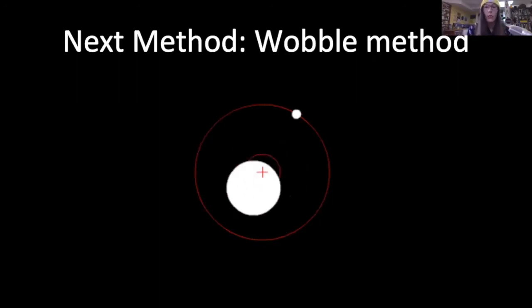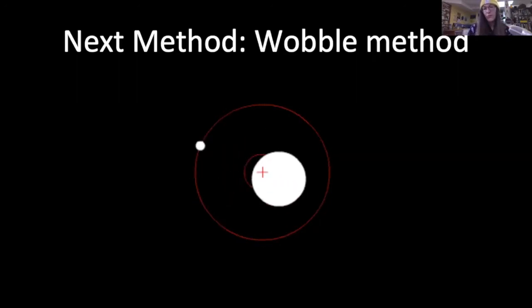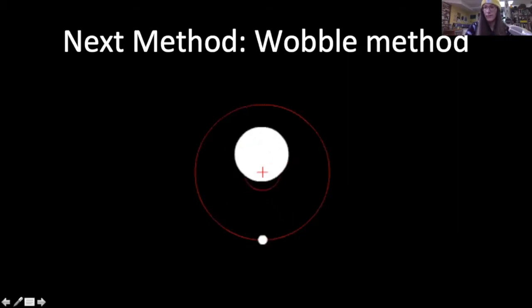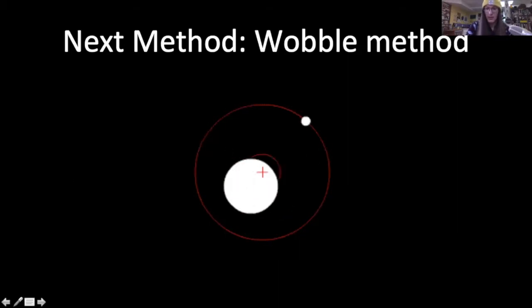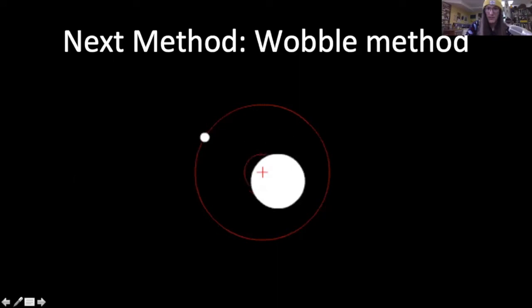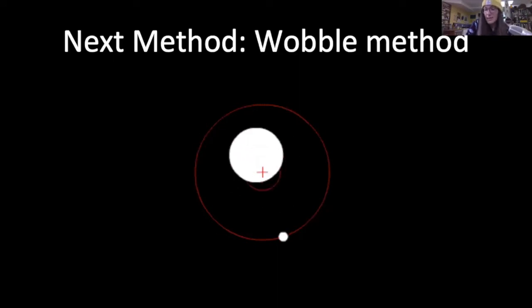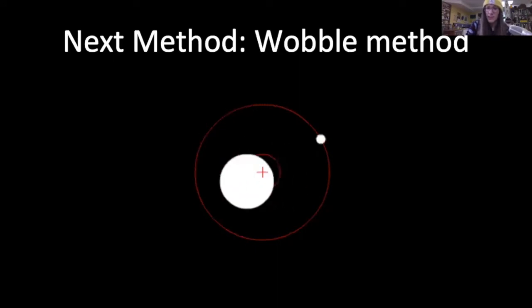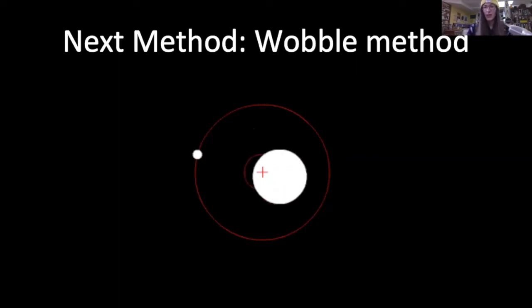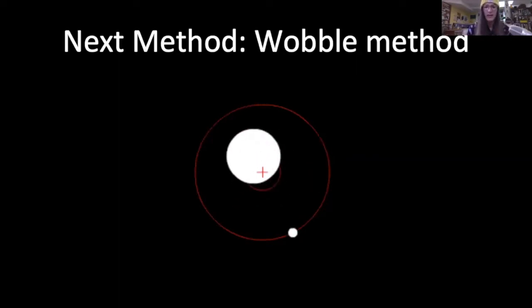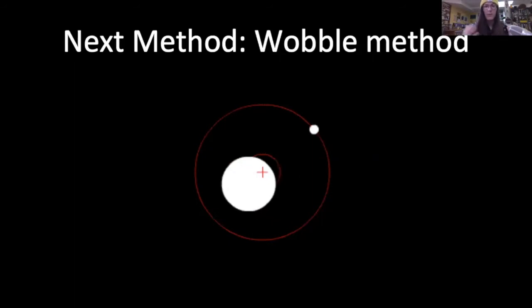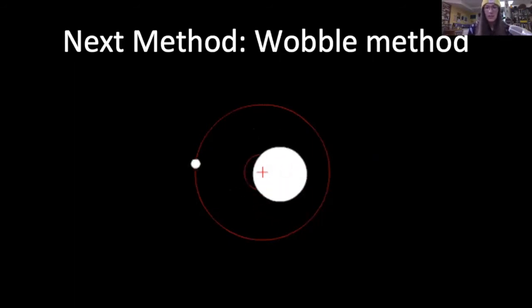the star won't wobble as much. But we're going to see a few examples of the wobble method. The more it wobbles, the easier it is for us to see. So by the end of this, I want you to start thinking of what type of planet and star would be the easiest to detect.